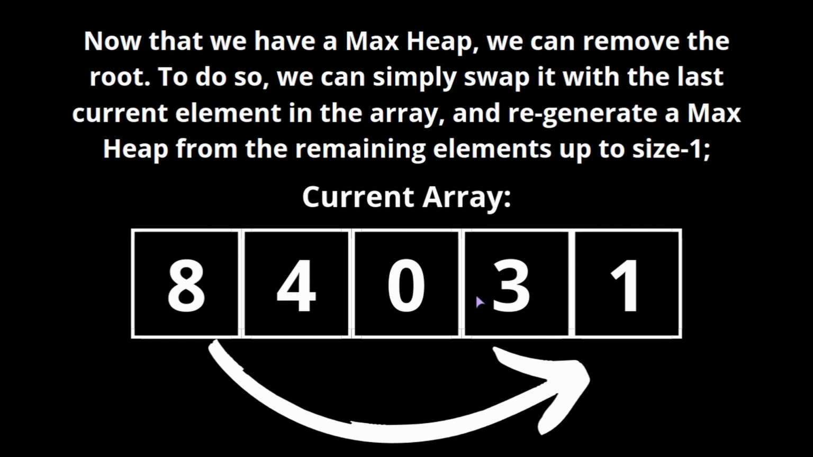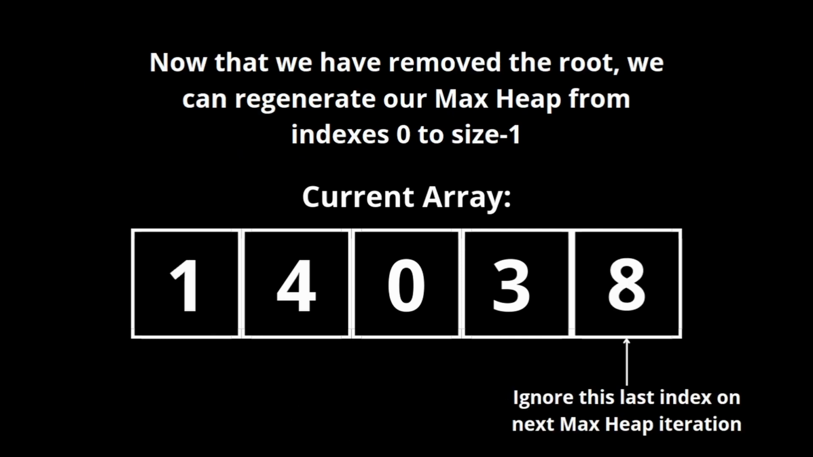Now that this is the representation of our original array as a max heap, we can remove this first element, the root, being the biggest element in the array, and transfer it to the last index of the array. In this case, we're going to swap 8 with number 1, and we'll have the following array: 1, 4, 0, 3, and 8. Now that we have the biggest element of the array at the last index, we have to ignore this index in the next iteration because it's already sorted.